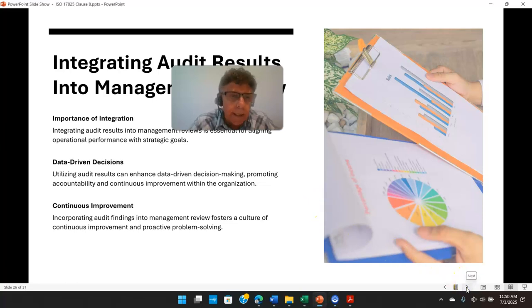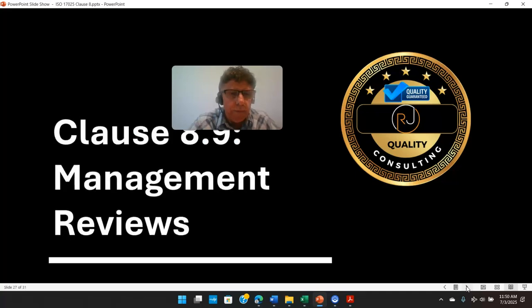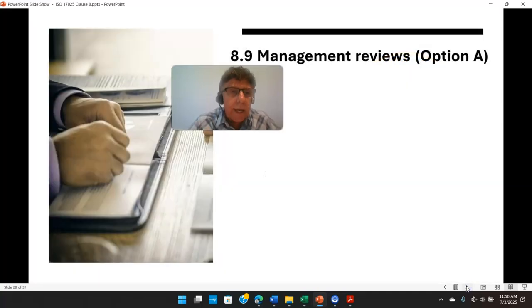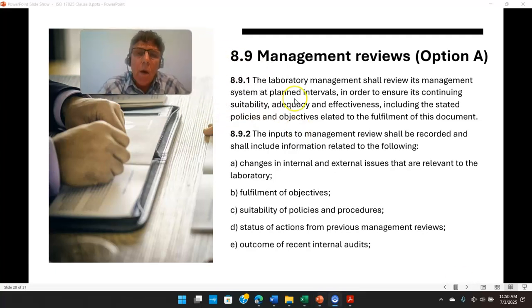Now we finally get into management review. I've talked a lot about management review. It is a requirement of the standard under section 8.9. I'll move myself out of the way. So basically, the laboratory shall review its management system at planned intervals in order to ensure its continuing suitability, adequacy, effectiveness, including the stated policies and objectives related to the fulfillment of this document, meaning the standard, of course. So you need to talk about your policies and objectives.